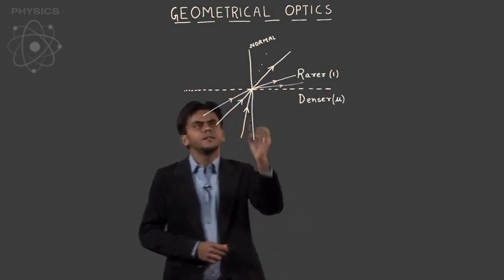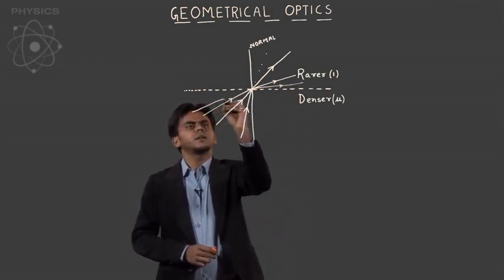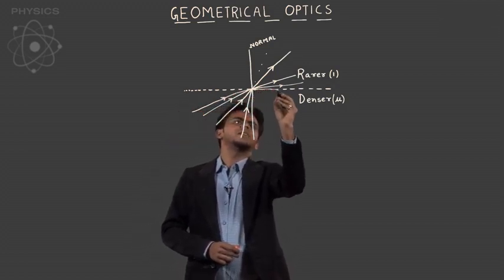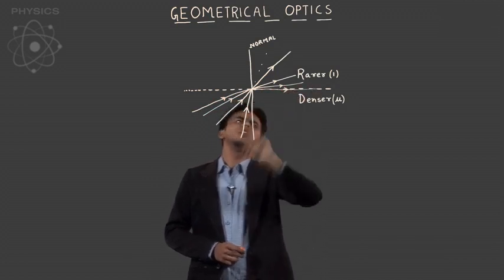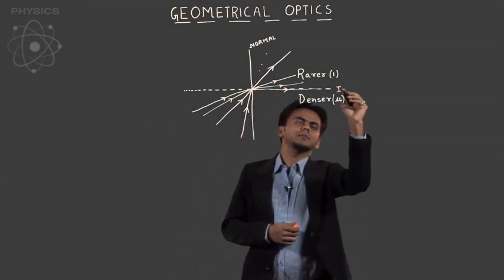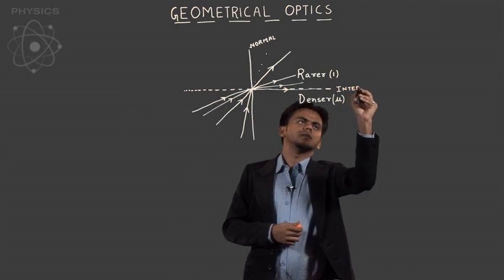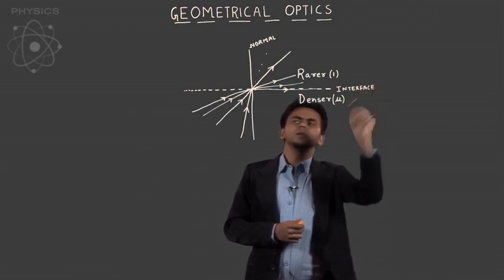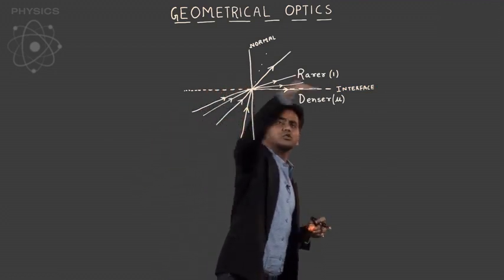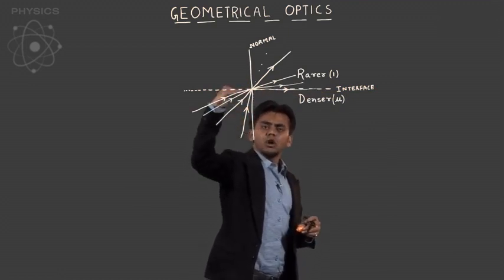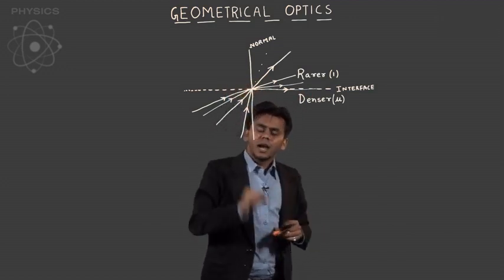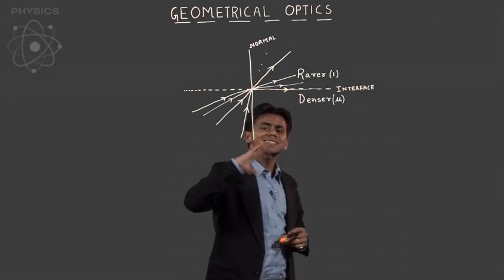There would be a point when I increase my I to such an extent that my ray, refracted ray, is almost parallel to the interface. This is my interface, at which refraction is taking place. So there would be a particular value of I for which my refracted ray would be almost parallel to the interface. When it is almost parallel, your angle of refraction is almost equal to 90 degrees. And beyond that angle, refraction ceases.